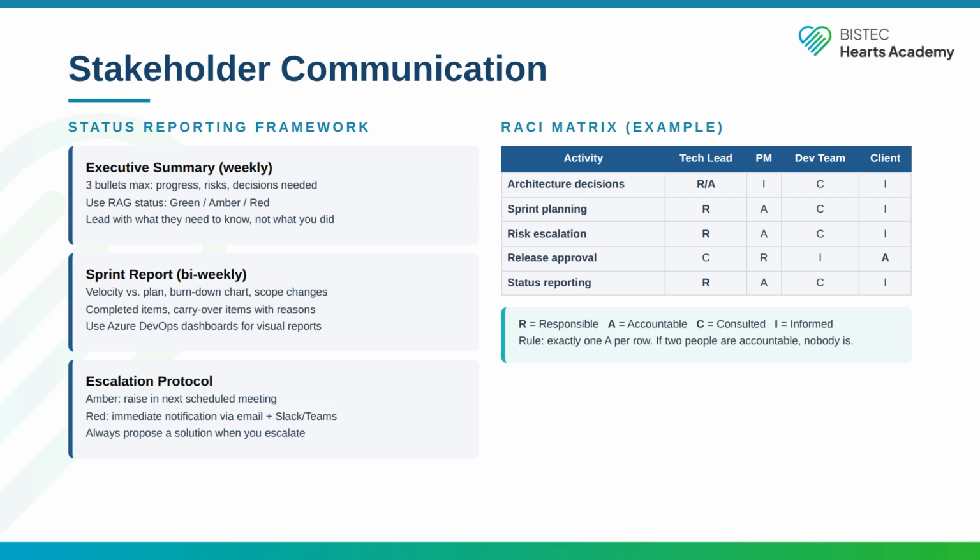First, the executive summary: weekly, 3 bullets maximum. Cover progress, risks, and decisions needed. Use RAG status. Green means on track. Amber means at risk with mitigation in progress. Red means blocked and needs help. Lead with what they need to know, not a list of everything your team accomplished.